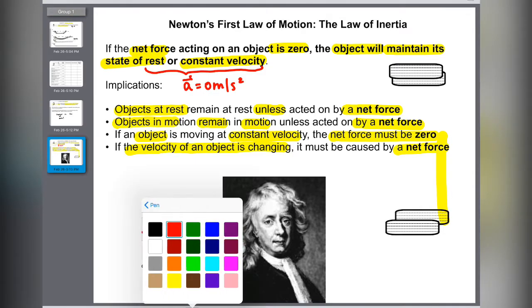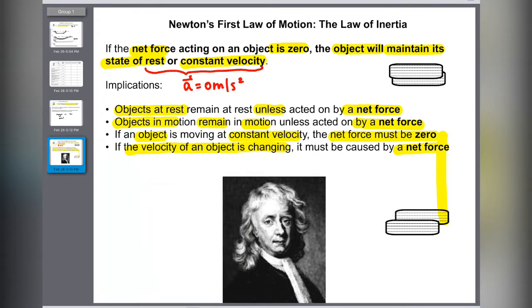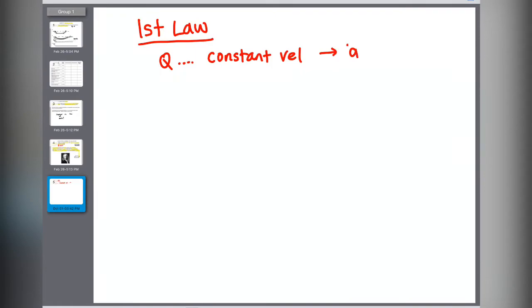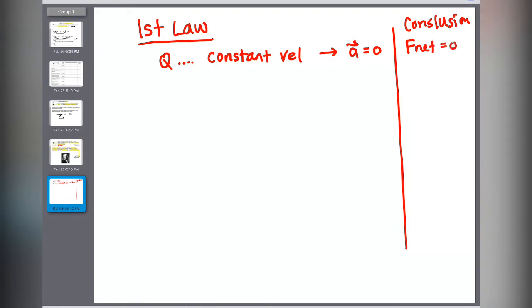Okay, let's just draw some pictures here. This is what the first law is saying. I'm going to probably ask you to write this down, so the implication of the first law. If somewhere in the question they say that the object is traveling at a constant velocity, it's telling you that the acceleration is 0. The conclusion that you can draw from the first law is that you have a net force of 0.